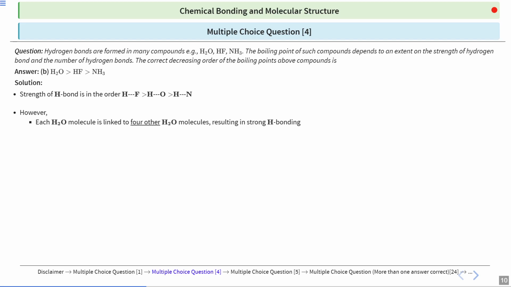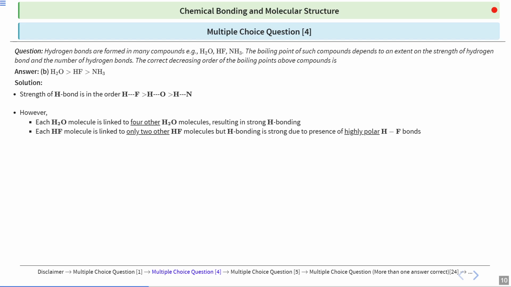So as a result of these 4 hydrogen bonds plus the intermediate strength of the hydrogen bond, which is between NH and HF, it has the highest boiling point. Again, remember, the strength of hydrogen bonding is still greater in HF, but due to the extra count, H2O dominates in boiling point.